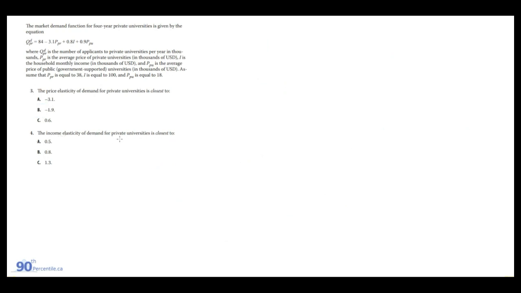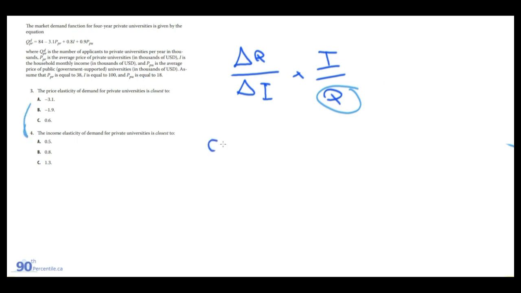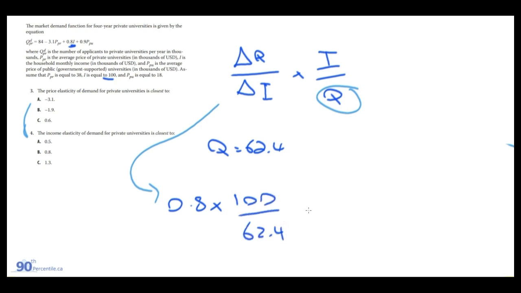Next question, the income elasticity of demand for private universities is closest to. Here we're worried about income instead of the price of private universities. Same kind of concept. The formula for elasticity is still the same, where it's delta Q over delta, here it's income instead of P, times I over Q. We already solved for this Q value in the previous question; none of these inputs have changed from question 3 to question 4. So Q is 62.4, and now we can sub in to this formula pretty easily. We have delta Q over delta I being equal to this 0.8 times income, 100, over 62.4. And our answer is 1.3, C.